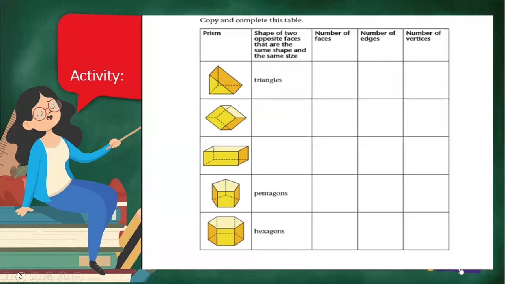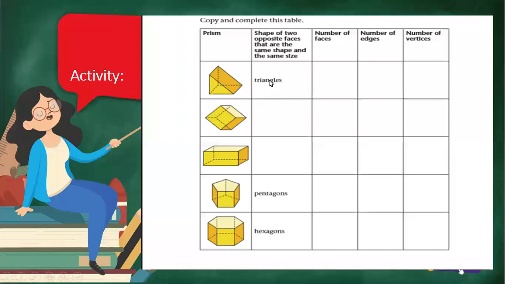So the first one, we have a triangular prism. Why am I saying we have a triangular prism? Because the two opposite sides, this shape here and that shape here, are opposite faces. They have the same shape and the same size. And these are triangles. Hence, I am able to say that this is a triangular prism.